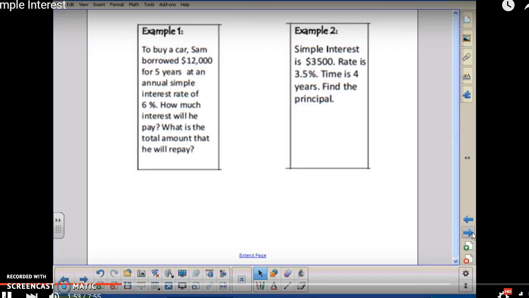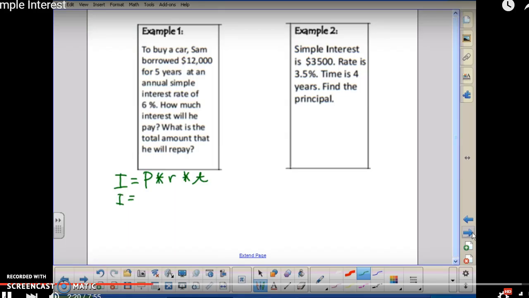Example 1, to buy a car, Sam borrowed $12,000 for 5 years at an annual simple interest rate of 6%. How much interest will he pay, and what is the total amount that he will be paying? So the first thing you're always going to want to do is start out with the formula, because it's going to help you set up your problem. So the formula is I equals P times R times T. Or again, interest equals principal times rate times time.